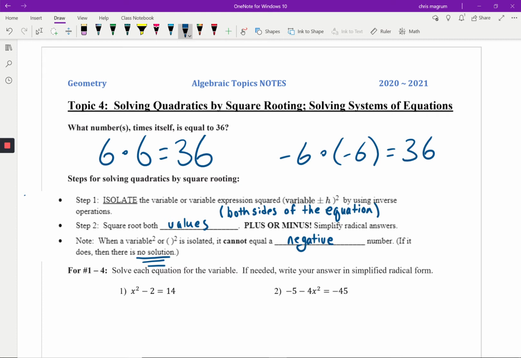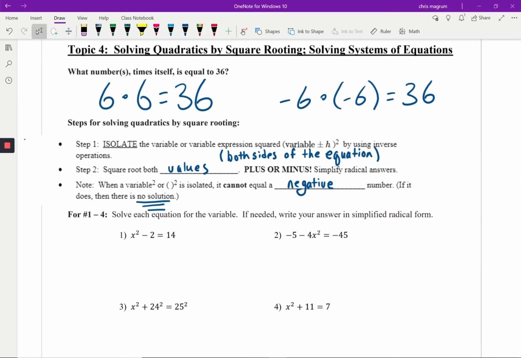All right, our steps for solving quadratics by square rooting. Mine will look a little bit different than what yours does in your note packet, because I just copied and pasted some steps to save myself some writing. So we have step 1. We want to isolate the variable or variable expression that's being squared. An example in the parentheses could look like some variable plus or minus a number of some sort being squared. So that would be that variable expression. And then we're going to use our inverse operations to do that.